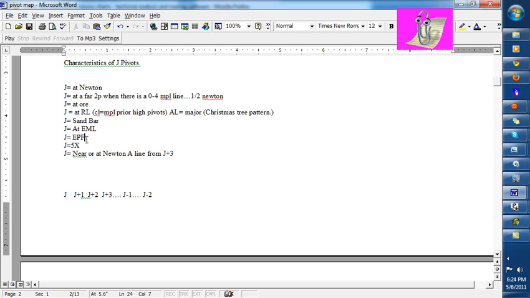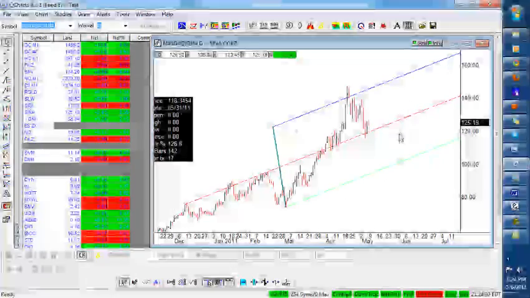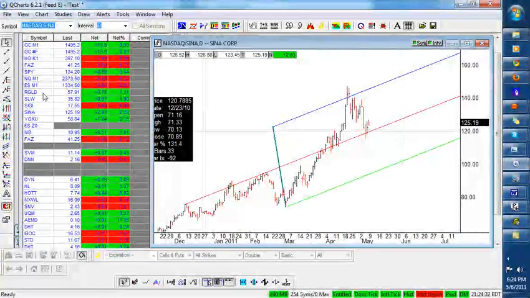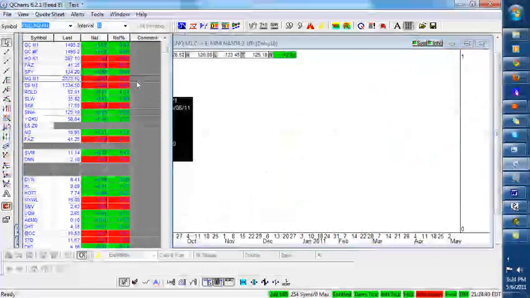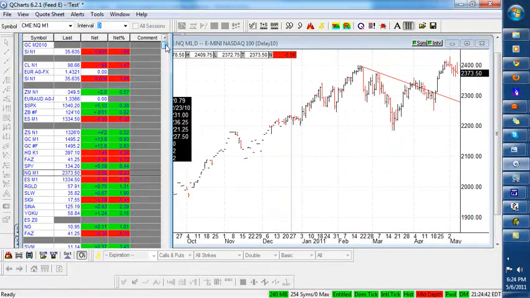The other thing you would find at a J or a major pivot is an EPF. Let's go back and see that again. We've seen this so many times. Let's see, where's good old HOTT? That was a nice example of it.